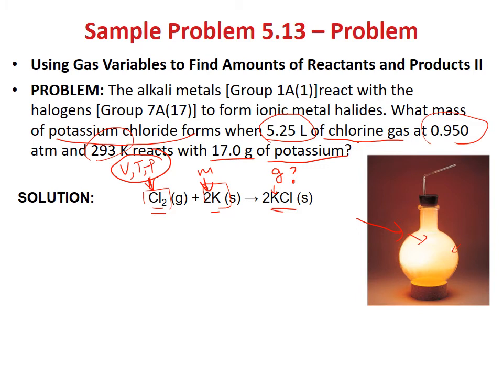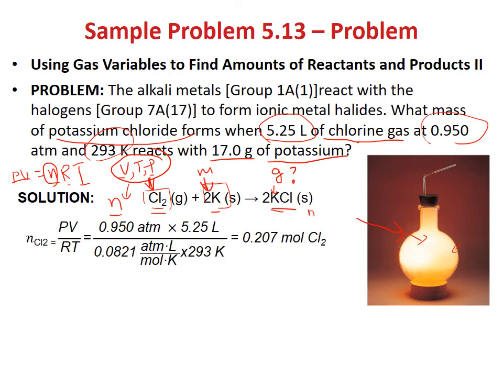For the chlorine, we have volume, temperature, and pressure. To use stoichiometry, we need to convert to number of moles first, and then from moles we can calculate moles of product. So by the ideal gas law, PV equals nRT, so n equals PV divided by RT. First we calculate the number of moles of chlorine using the given pressure, volume, and temperature.